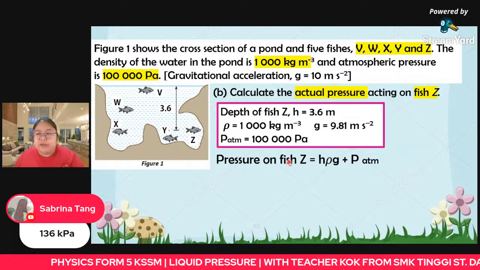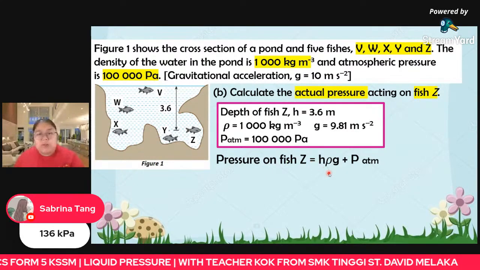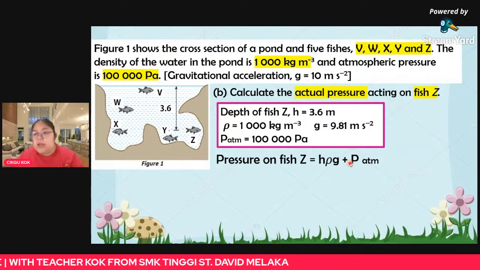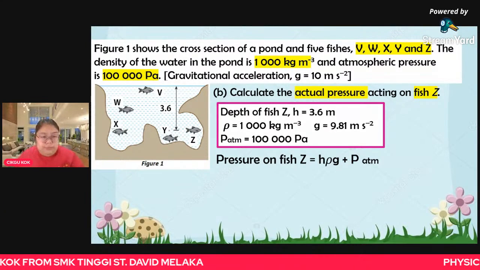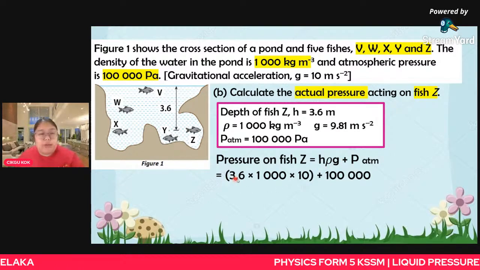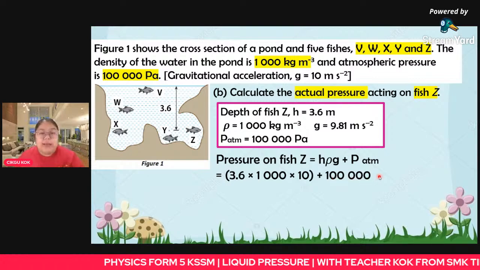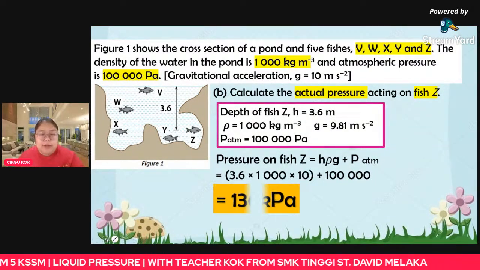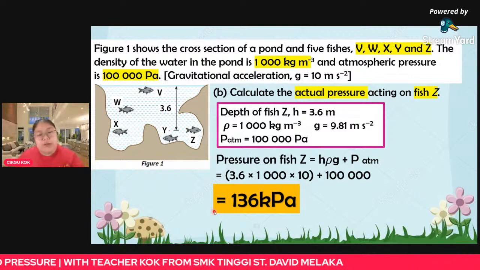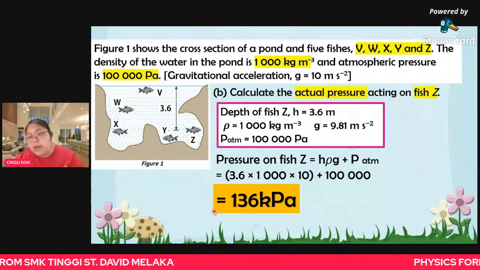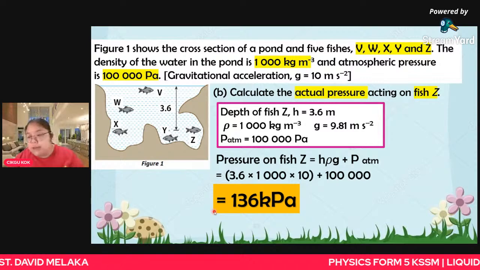Pressure at the fish Z is equal to rho h g plus atmospheric. Okay, then after that we continue. So h rho g means 3.6 multiplied by 1,000 multiplied by 10. Then later you need to add your 100 kilopascal. Okay, then after that we get 136 kilopascal. So you can write in full also, can, 136 with 3 zeros behind.